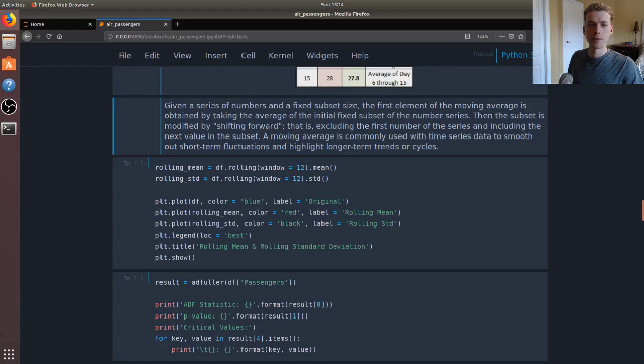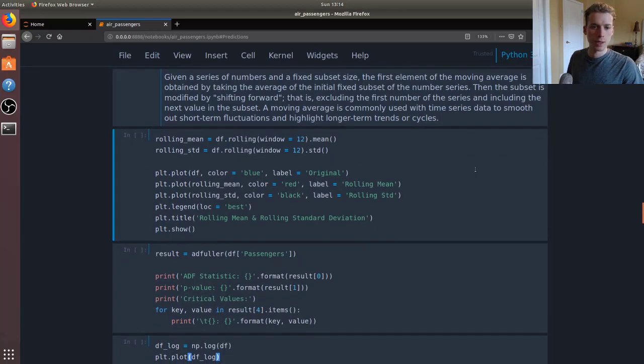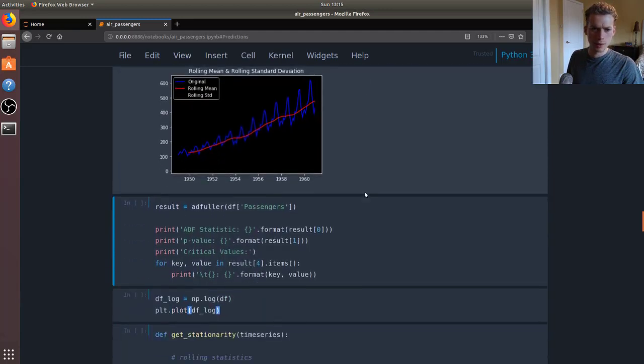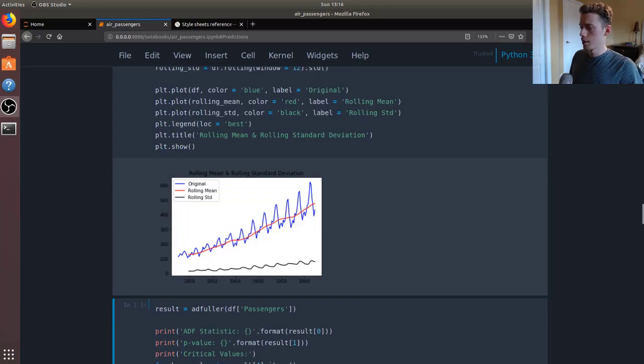All right, so we'll go ahead and ignore that. So let's go ahead and calculate the rolling mean and the rolling standard deviation for our plot. And so that's a bit hard to see. Sorry about that. I went ahead and changed it back to a white background so we could actually see.